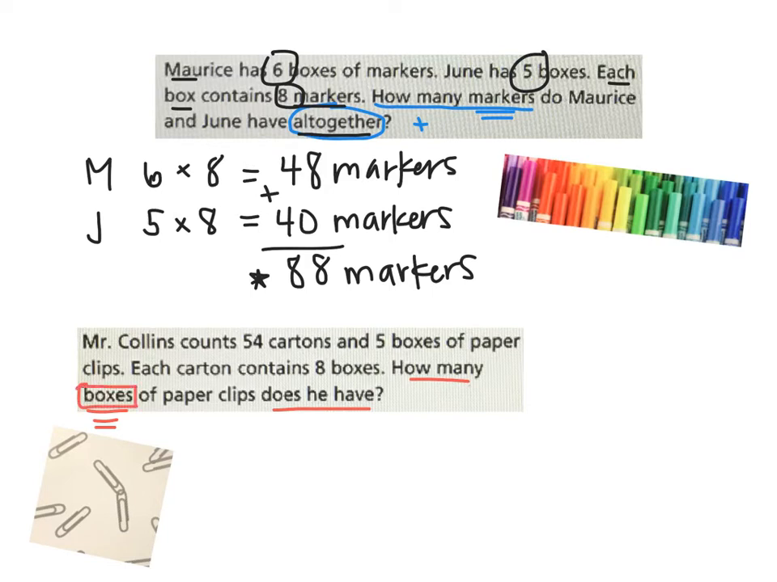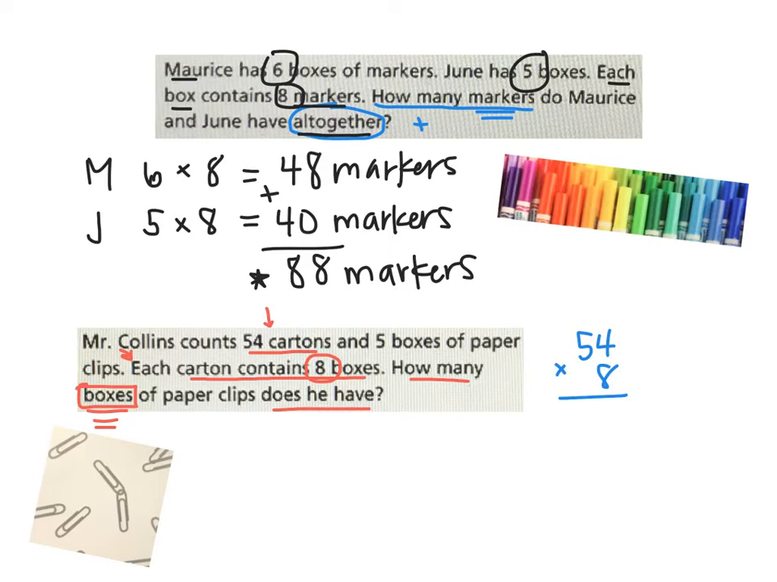So looking back in the problem, I noticed that it says 54 cartons. Well, that doesn't help us any because I'm looking for boxes. But then later, it says that each of those cartons holds 8 boxes. So I can figure out how many boxes he has in his 54 cartons by using some multiplication to begin. So I'll take that 54, which is the number of cartons, times 8, because each carton has 8 boxes, to figure out how many boxes he had in those huge cartons.